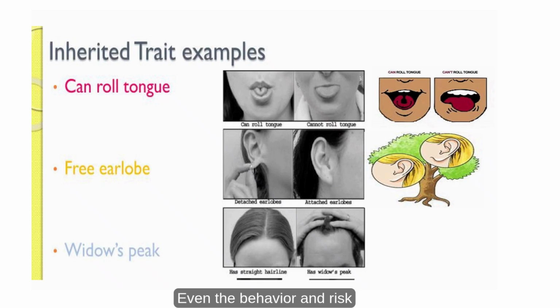Even behavior and risk for certain diseases are also passed from generation to generation if the genes for certain diseases are dominant. For example, for a person suffering from cancer or thalassemia, if the gene is passed from parents to children, then the children may suffer from such a disease, and it's only because of heredity.